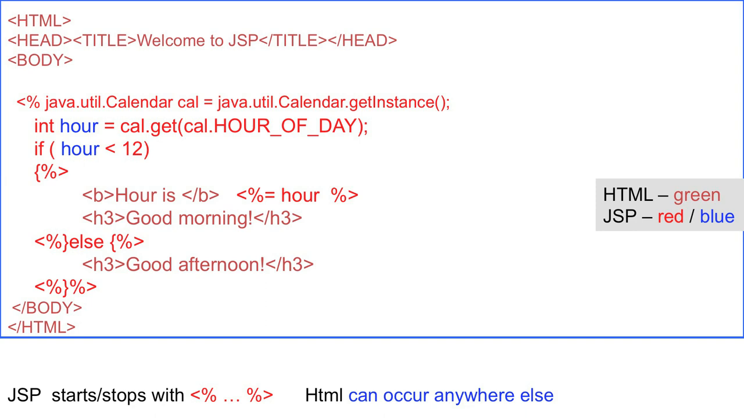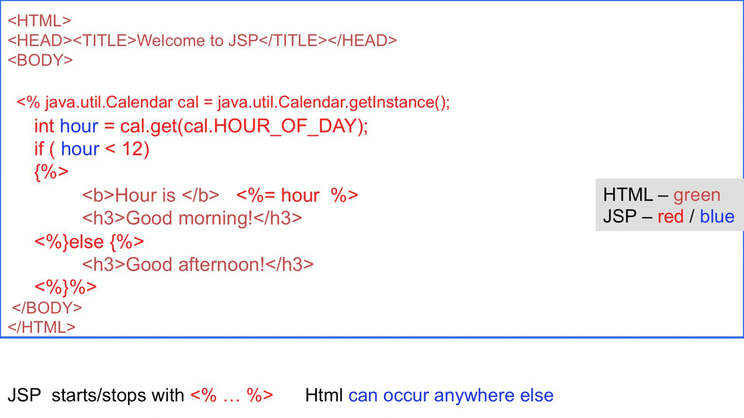Else: this else is a programming statement, and this is also part of JSP. So between <% and %> we are writing the closing curly bracket and else and the opening curly bracket. This is the else statement, a programming statement, and it is part of JSP, so it will be encapsulated between the percentage signs. Then it will display H3 good afternoon, in heading 3.